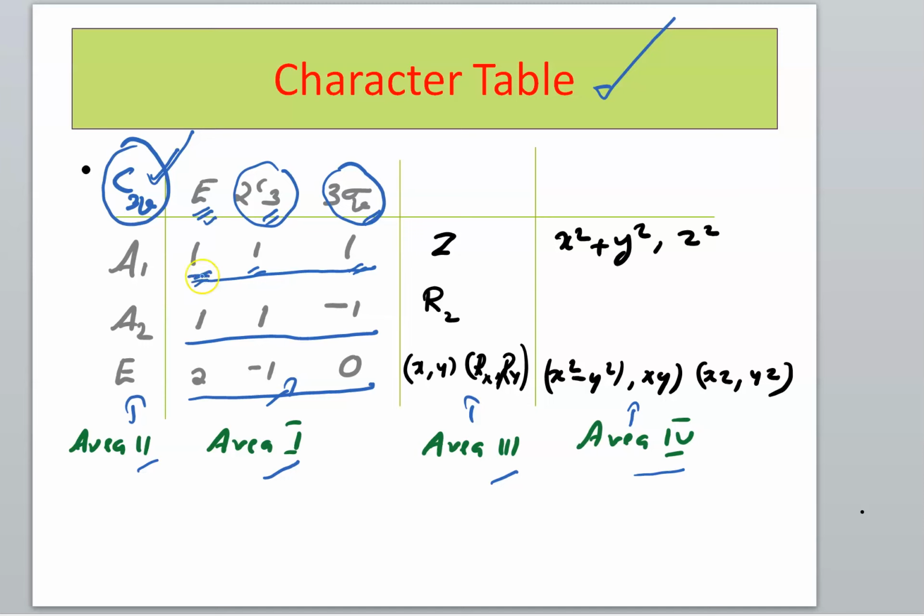This IR is a one-dimensional IR because the character of E is 1 here. Here the character of E is also 1. This is also a one-dimensional irreducible representation. Here the character of E is equal to 2. It is a two-dimensional representation. So in area 1, we are writing the characters of IRs.